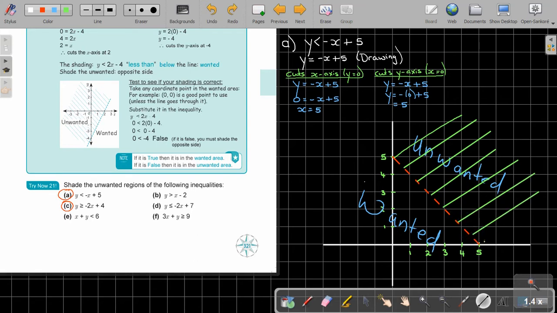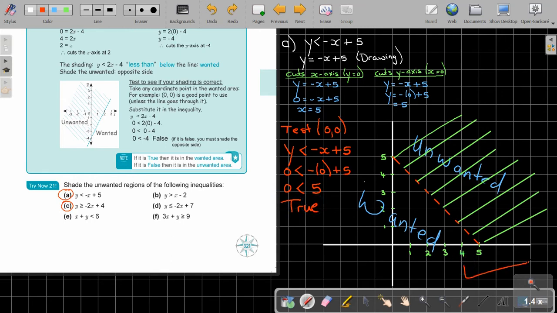And then I can just do the test. So if I do the test, the test will be the 0, 0. And I will put only the inequality sign. And I'll put the 0. So 0 is smaller than 5. Yeah, that's true. So I'm correct. I shade the correct one. Okay, and that's how you do it.